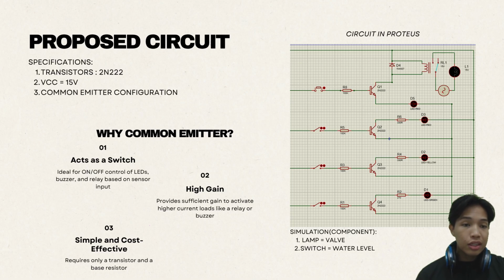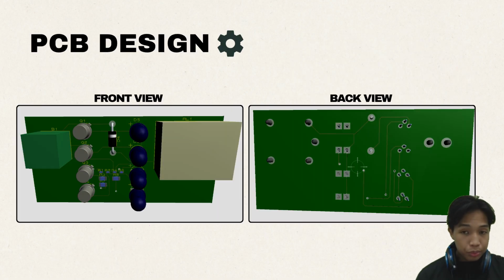So this is the circuit in Proteus. In the simulation, the lamp represents the valve, and the switch represents the water level percentage. This is the PCB design in Proteus. This is the front view and this is the back view of the PCB.